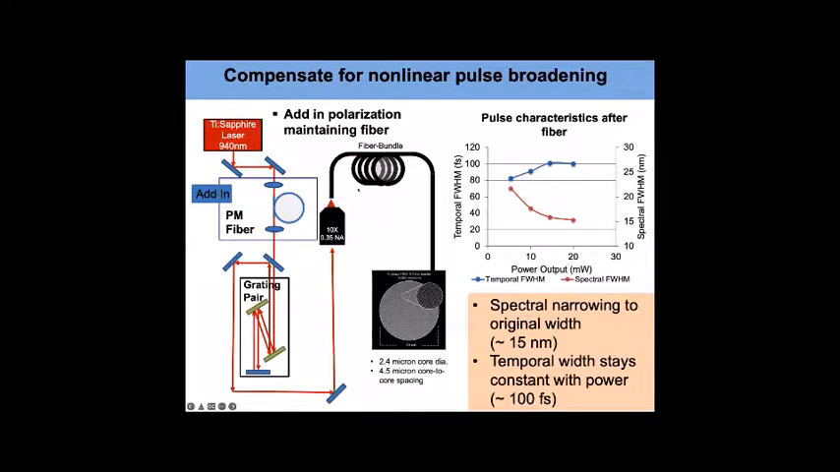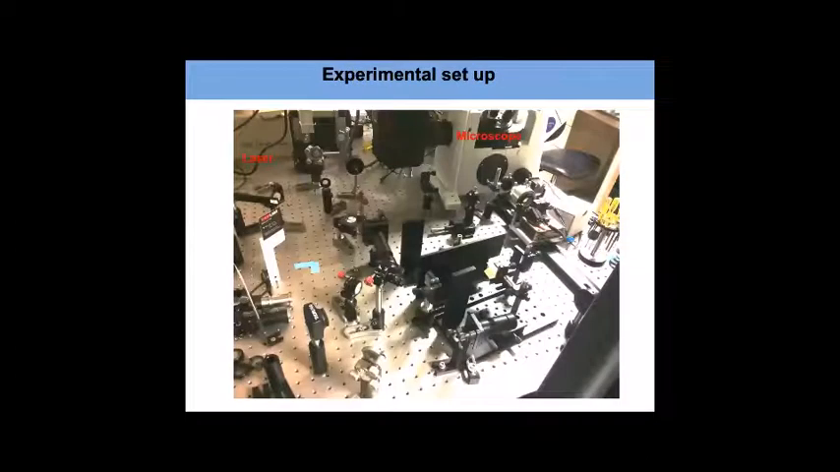And so what's happening here again is that you're now reducing that spectrum, but you can get approximately the same spectrum out to support a short pulse. Okay, so this is the first setup we used to do this. We've got our polarization maintaining fiber and our grating pair compressor. And then this is our laser scanning microscope here.